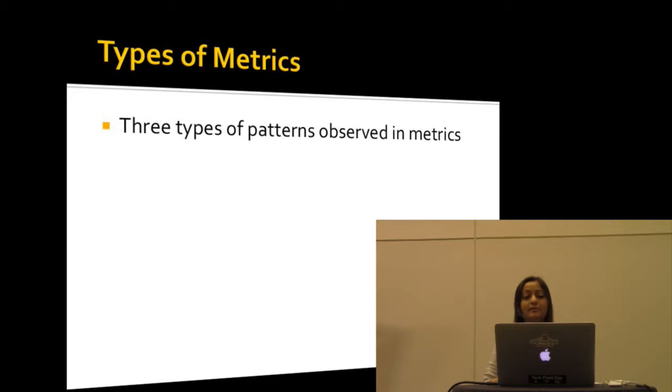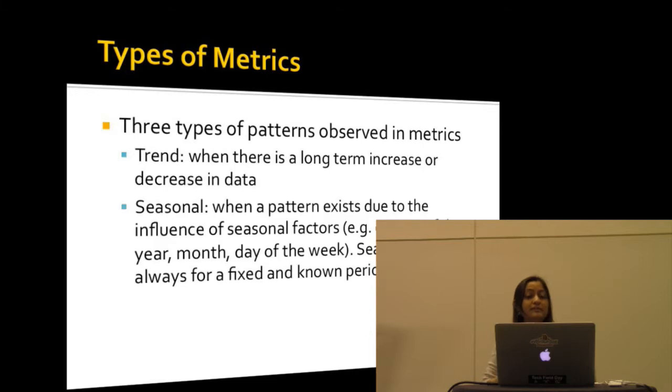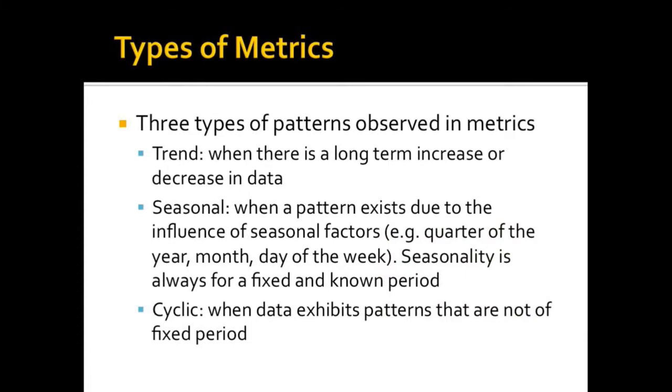I'm going to tell you some of the patterns that are observed in metric data. You'll observe trends, where there's a long-term increase or decrease in the data. You will also observe seasonal patterns, which is basically a repetition of a pattern for a fixed known period of time. It can be a weekly pattern, which means after every 7 days, the pattern of data repeats itself. Another kind of pattern that is seen in metric data is cyclic patterns, where the data repeats itself over time, but we don't know the fixed period after which it's going to repeat itself.